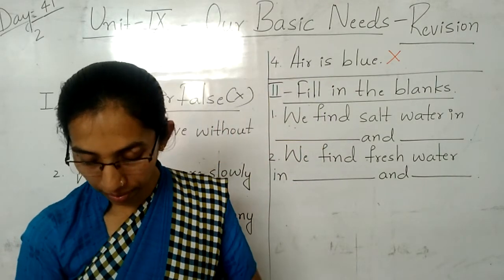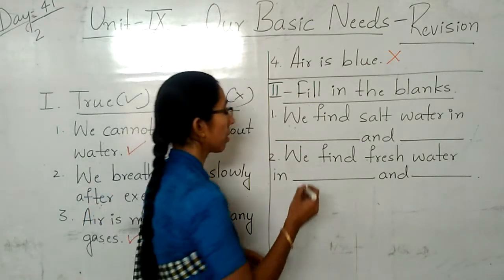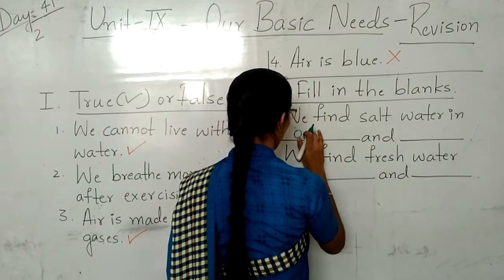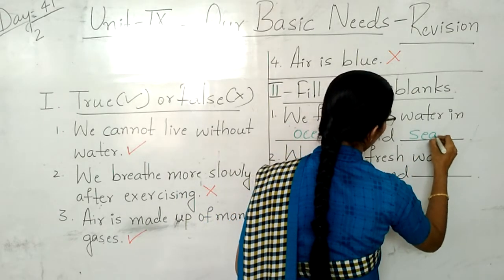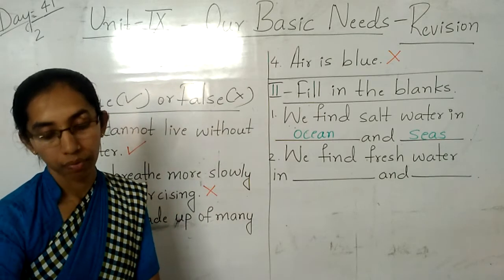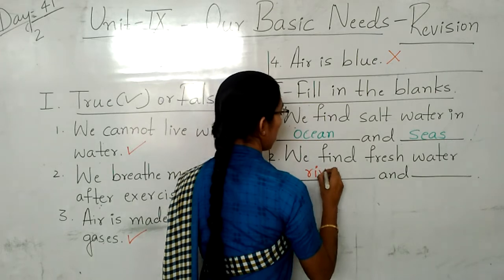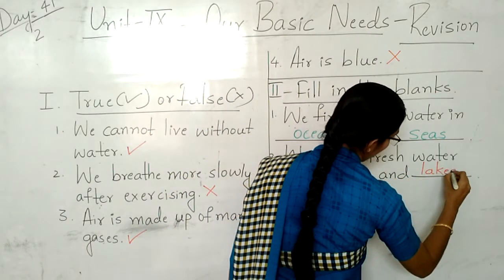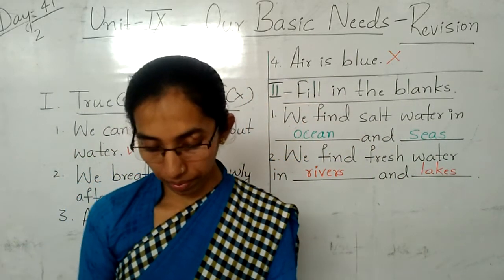Now tell me children, the answer. We find salt water where? In ocean and sea. We find fresh water. Where do we find fresh water children? Yes. River and lakes. Rivers and lakes. Next one.